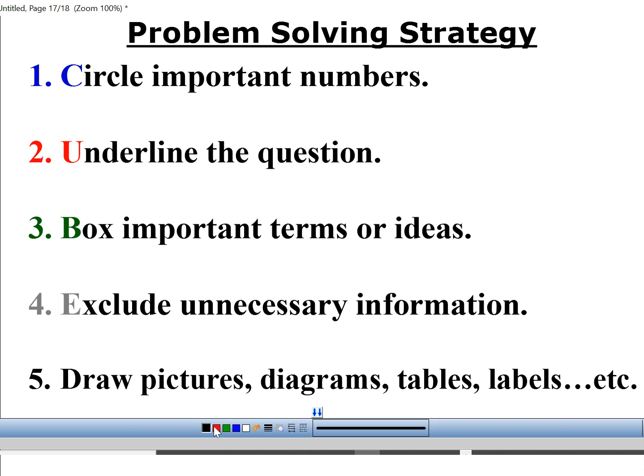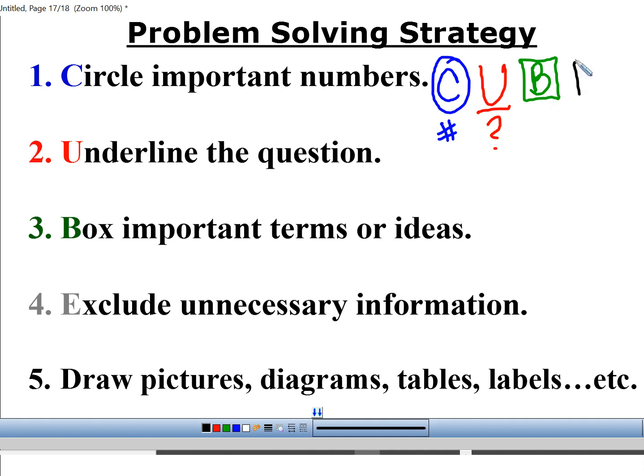And the way I write this is as follows. I do C for circle, and I circle the C. And what do I circle when I get to word problems? Numbers. U means to underline. And what do I underline? Questions. From there I go to B for box, and I put B inside the box. What do I box? Important terms or ideas.